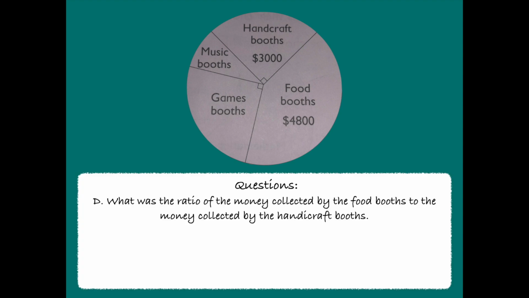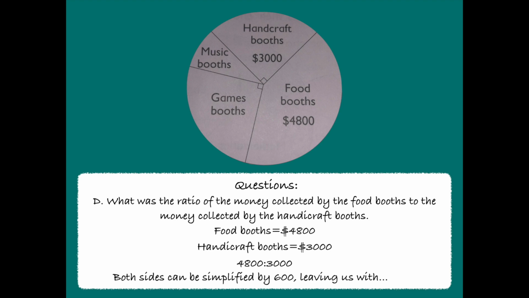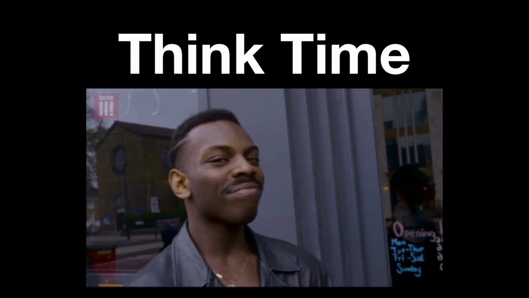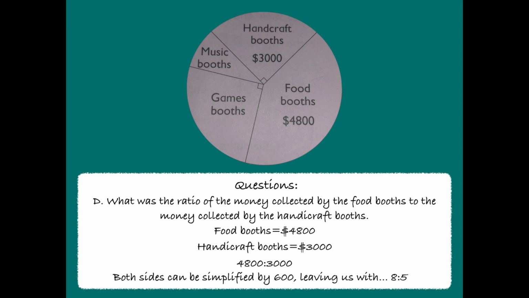Question D. What was the ratio of the money collected by the food booths to the money collected by the handicraft booths? If the food booths collected $4,800 and the handicraft booths raised $3,000, this ratio can be set up as 4,800 to 3,000. Both sides can be simplified by 600, leaving us with 8:5. The ratio of the money collected of the food booths to the handicraft booths is 8:5.